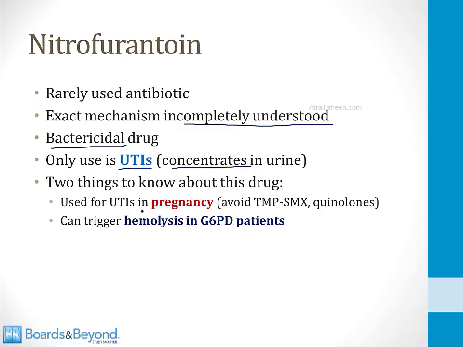The first is that it's often used for urinary tract infections in pregnancy. It's because it's safe in pregnancy, and other commonly used UTI drugs are contraindicated in pregnancy. Those include Bactrim and quinolones. The other thing to know about nitrofurantoin is that it can potentially precipitate hemolysis in patients who have a G6PD deficiency. And that concludes our module on other antibiotics.